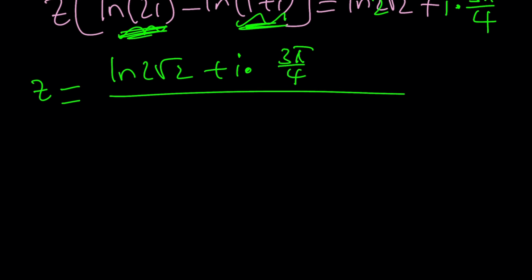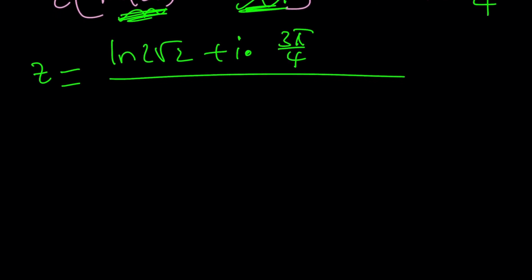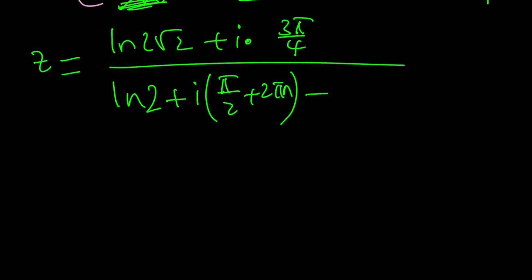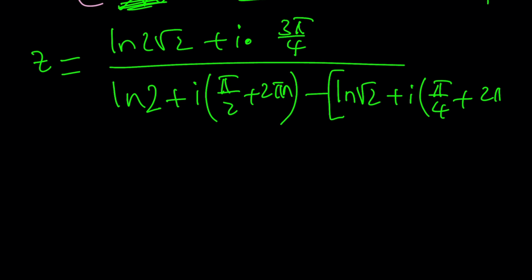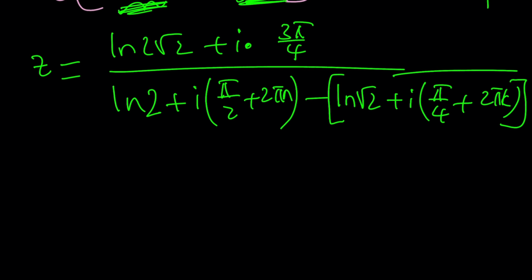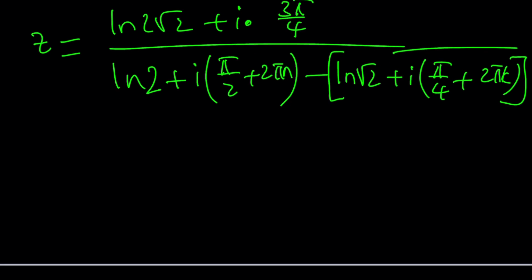ln 2i, what was that equal to? ln 2, okay, plus i times pi over 2 plus 2 pi n. And then from that, I need to subtract ln of 1 plus i, which is going to be ln root 2. And of course, I have to subtract like this so that it can be negated, pi over 4 plus 2 pi k. Because for the second number, 1 plus i, the argument is pi over 4, but that's just the principal argument. Make sense? So, good luck with simplifying this.